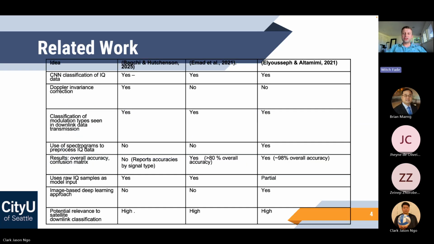For the related work, I looked at 3 different studies. The first study, Bagchi and Hutchinson, looked at adding Doppler invariance to a CNN classifier that classified RF data. The second study looked at the EMOD, looked at classifying modulation types, and then the Ilyusuf looked at adding pre-processing to the IQ data in classifying IQ data from RF signals. Next slide.